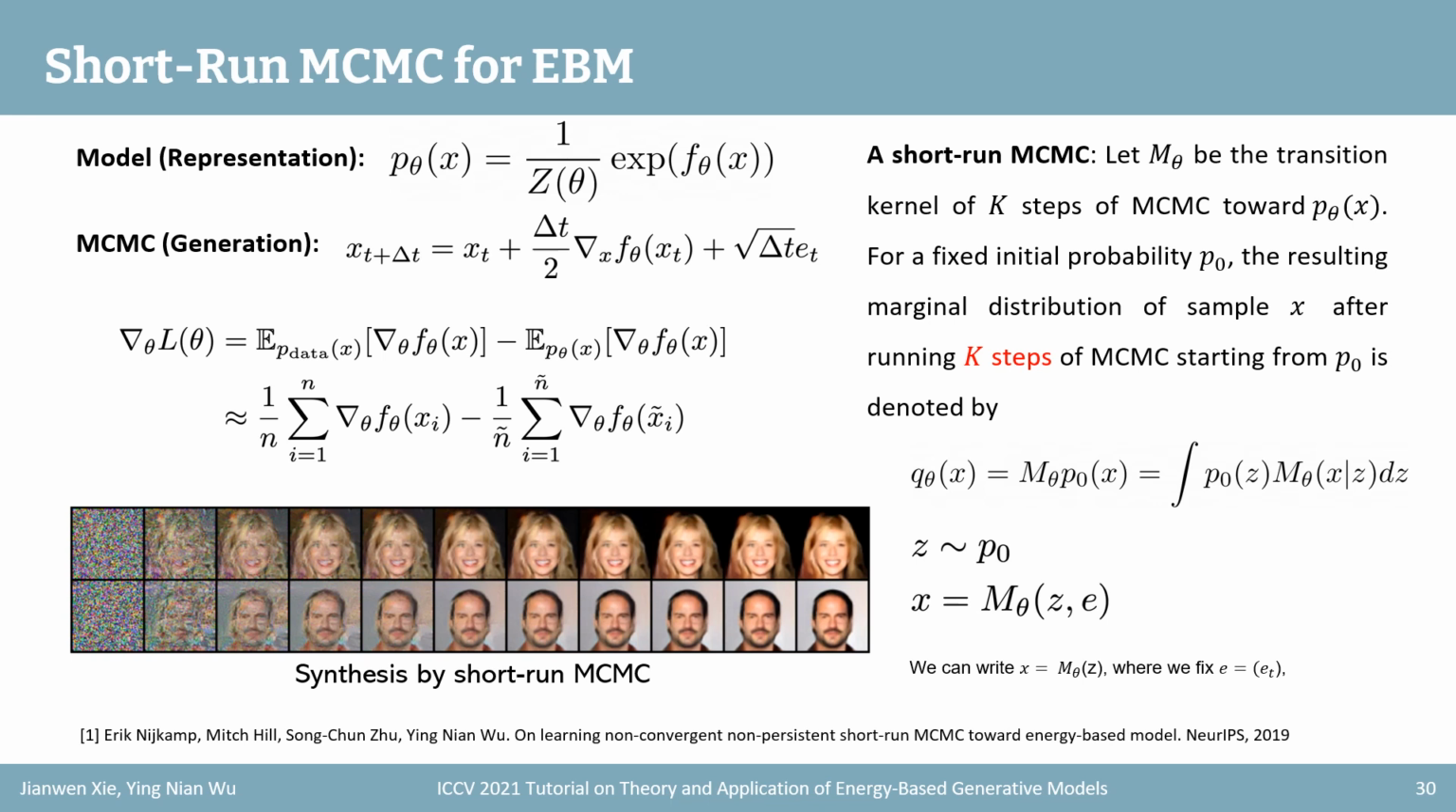Therefore, the k-step short-run MCMC can be considered as a latent variable model or a generator with initialization z as latent variables. Here we use M to be the transition kernel of k steps of MCMC toward the target distribution. The short-run MCMC can be written as x equal to M(z), where M is a nonlinear mapping and z is latent variables following the distribution p0. This figure shows some generative examples by short-run MCMC.